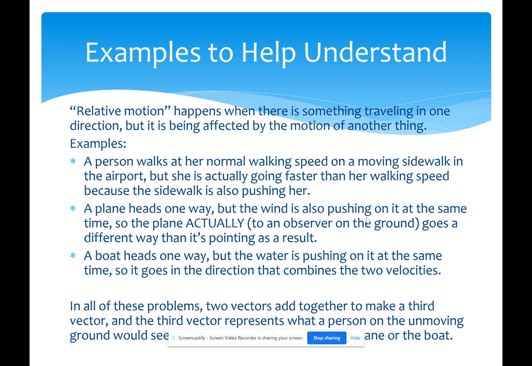All these problems, you've got two vectors that add together to make a third vector, and the third vector represents what a person on the unmoving ground would see happening to the plane or the boat or the person on the train.